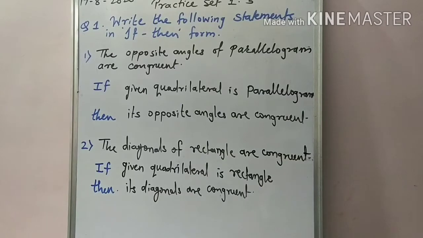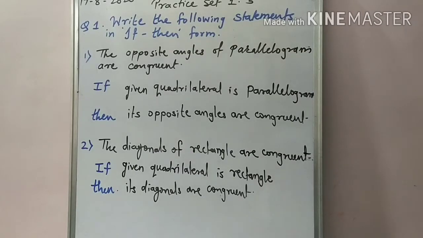In the first two examples we had a parallelogram and a rectangle, which are types of quadrilateral, and in the third one the statement has an isosceles triangle. So we write: if the given triangle is an isosceles triangle, then continue that sentence. Students, try the third one as your homework.